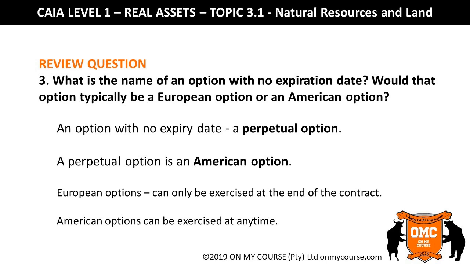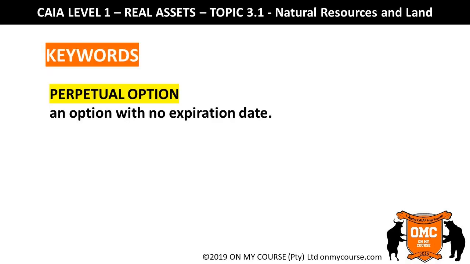So with natural resources being stochastic, you wouldn't be able to predict that date. So it's a perpetual option. And if you look at that, that's also an important keyword to remember. A perpetual option is an option with no expiration date. So we're still covering learning outcome 10.1 on demonstrating knowledge of natural resources.